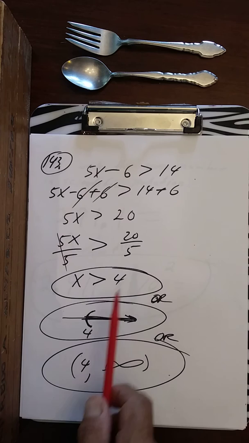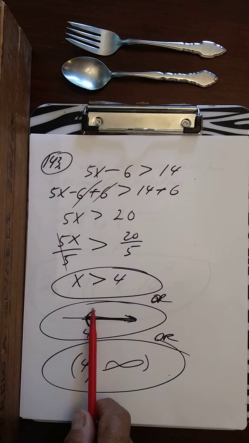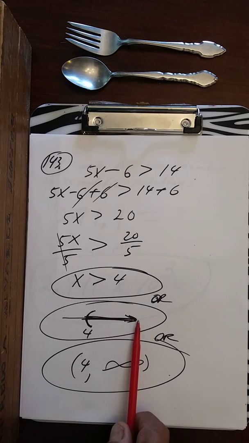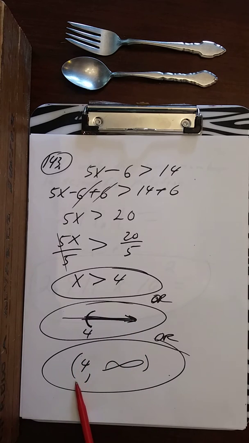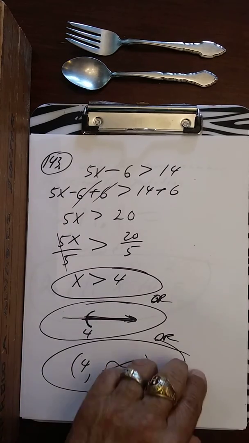Good. Or another way to write it, on a number line: open circle, don't close it in. It's not included. 4 is greater, anything greater than 4 goes that way. Or another way, open parenthesis, don't close it. 4 to positive infinity. You have to put the positive. It's just automatically positive. Okay?